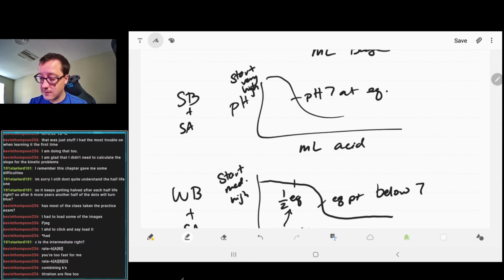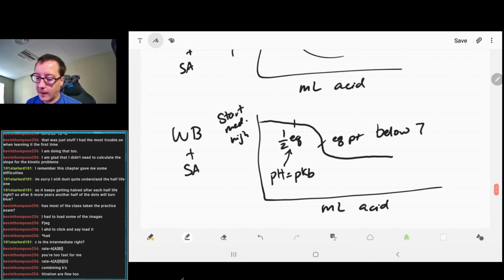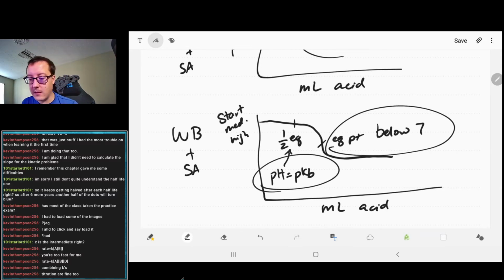Zooming through this, but that's okay. Important points to note though is that for weak base strong acid, at the equivalence point you're below 7. At the half equivalence you're equal to pKb. Actually no, it's still going to be pKa, because pKb will give you hydroxide. So it's still going to be the case there.